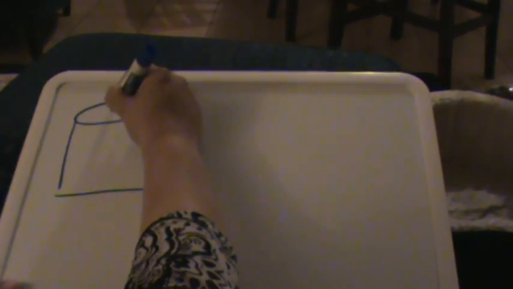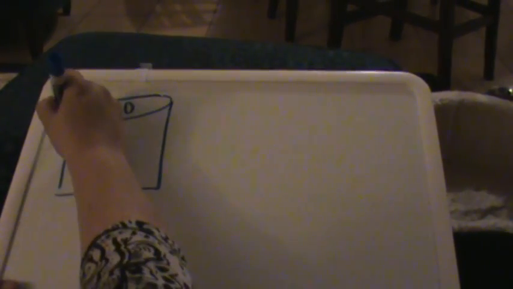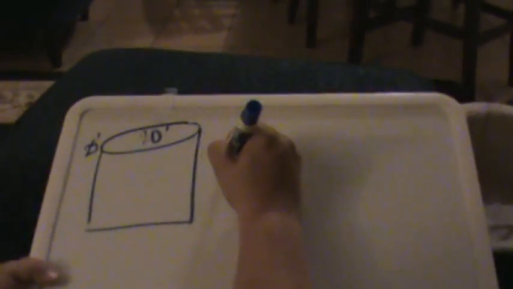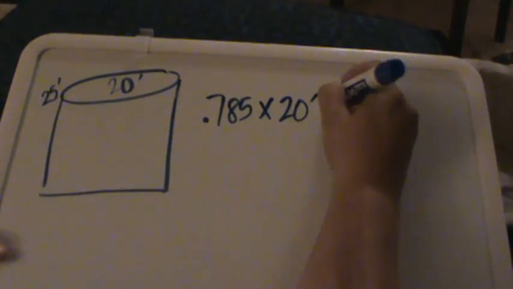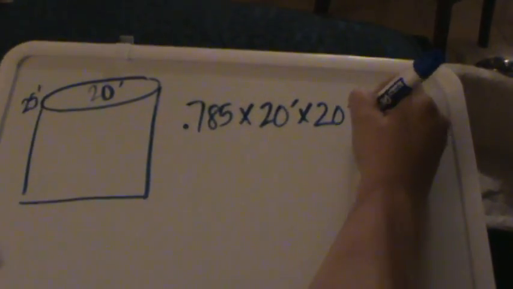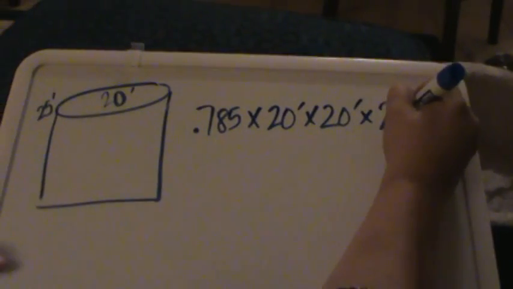Okay, continuing on with lesson 1. The next question is, how many cubic feet of water can be contained in a tank 20 feet in diameter by 25 feet high? So let's draw our tank. It will be 20 feet in diameter, 25 feet high. So the formula is 0.785 times diameter squared, so times 20 feet times 20 feet, times the height, times 25 feet.